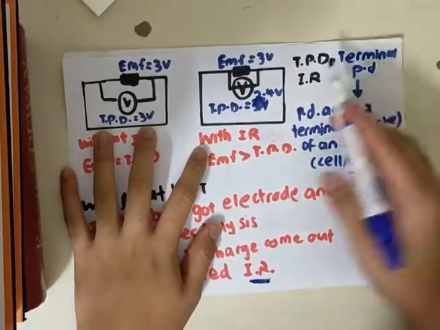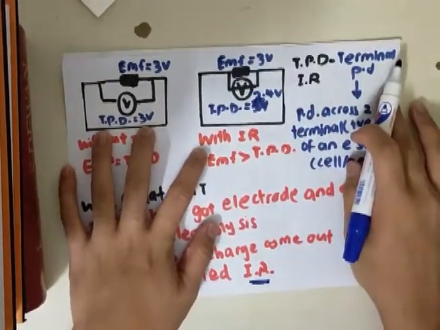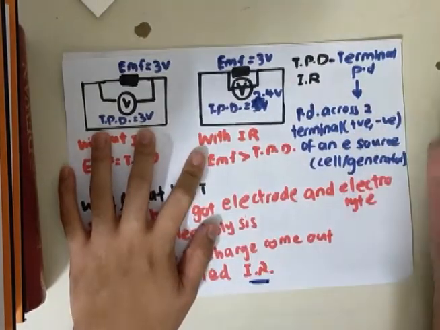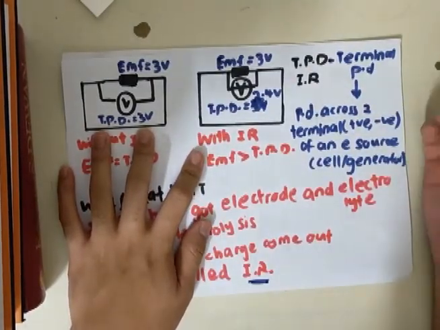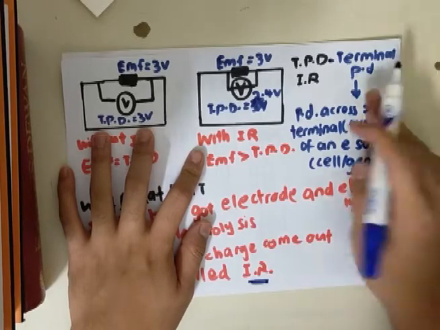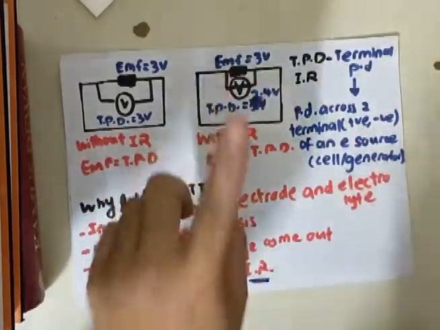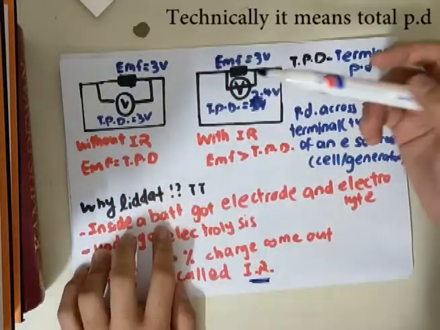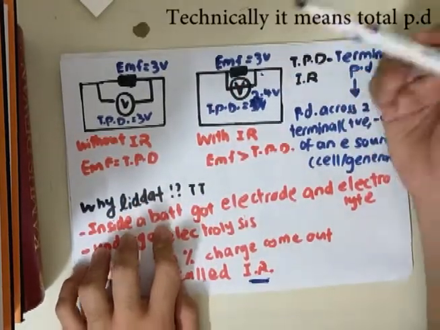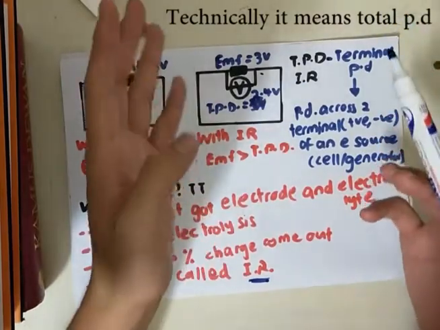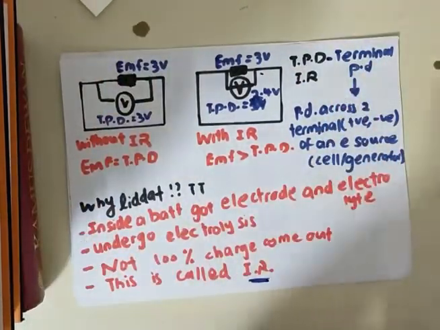The other term that you have to know is the terminal potential difference that I will be using here. It's nothing difficult, it's just with a terminal. It means the potential difference across the two terminals, like a positive and a negative. Positive terminal and negative terminal, it's just simple.